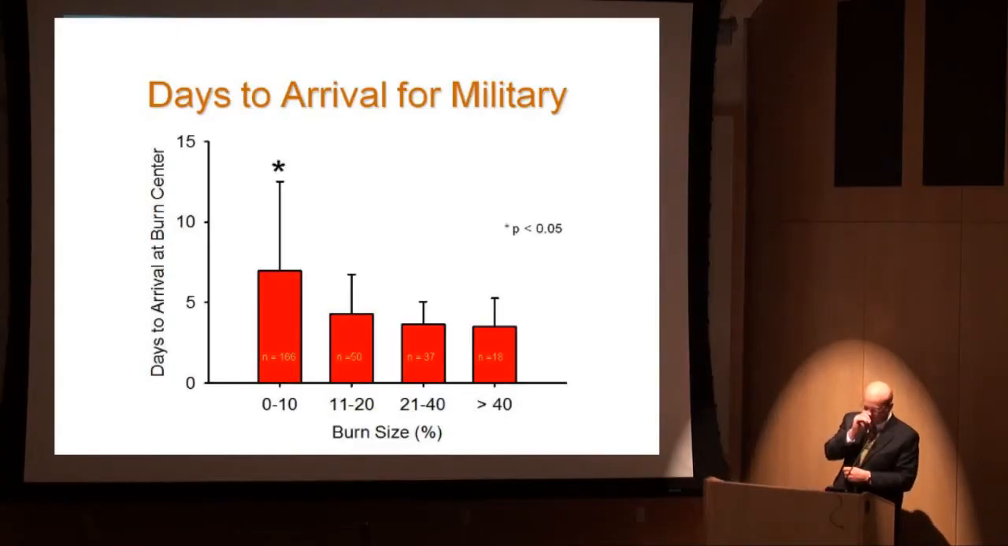But there were some differences, right, in that the hand and the head and neck were more often injured in the military casualties. That makes sense because they've got body armor on, right? So they're not going to get burned behind the body armor. The only thing that's really exposed are their hands and face, and so that's why they get burned more often there. If you look at the days of arrival for the military, it turns out that the bigger burns actually showed up faster. Which, again, I think is what you'd expect: oh my gosh, get them out of my hospital and get them to a burn center. And that's what actually occurred there.